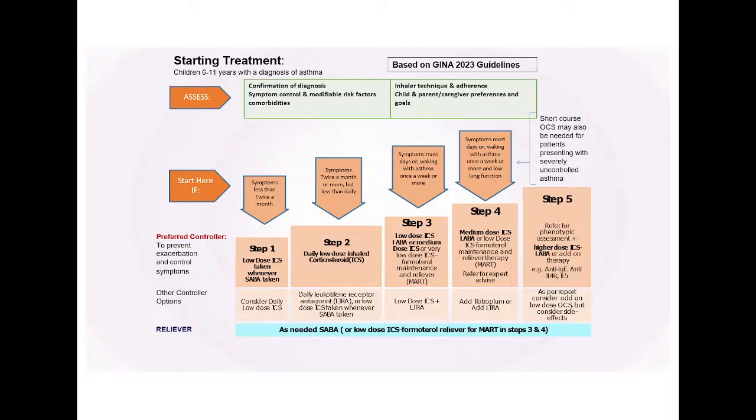So this is the GINA guidelines for children 6 to 11 years with the diagnosis of asthma. Again we have to confirm the diagnosis and look for the inhaler technique and adherence, child and parent care preferences and goals. Then based on the symptoms, if symptom is less than twice a month, then just low dose inhaled corticosteroid whenever he is taking bronchodilator. Whenever he is taking MDI salbutamol, at that time we can give low dose budesonide also. So this is step 1 if the symptoms are less than twice a month. So this is like an intermittent asthma.